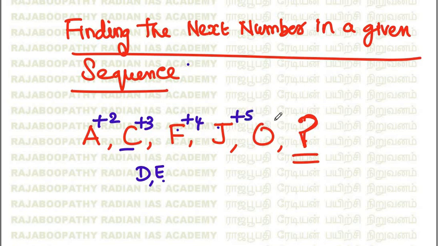So after O, what is the sixth letter? P, Q, R, S, T. Therefore, the sixth letter, the answer, is U. Understood?